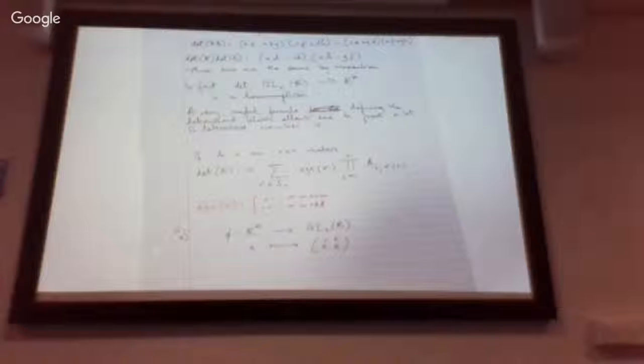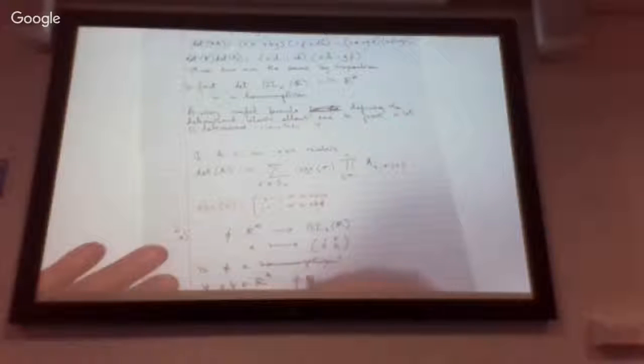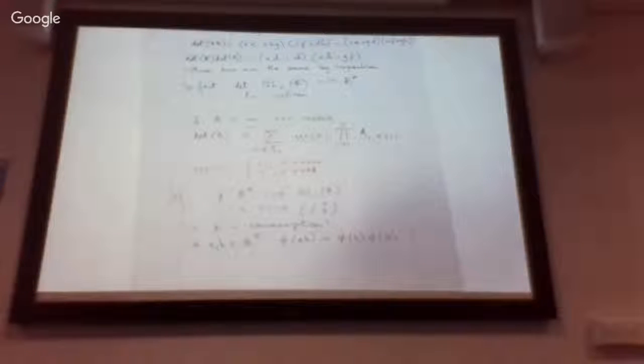So is phi a homomorphism? The question becomes, for every A and B in R star, is phi of A times B equal to phi of A times phi of B? Is that true?